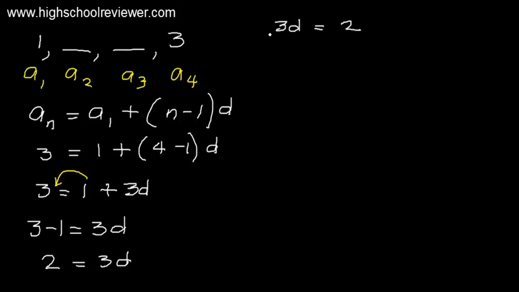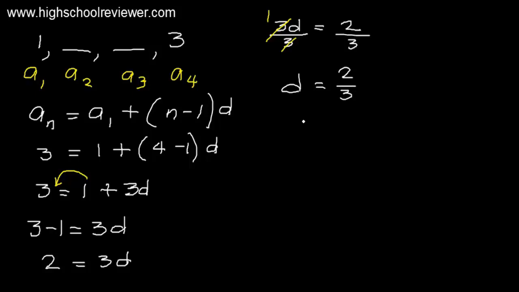And to find d, we need to cancel out 3. So divide both sides of the equation by 3. 3 divided by 3 will be equal to 1. So 1 multiplied by d is d. So we have here d, and d will be equal to 2 over 3. So 2 over 3 is our d.